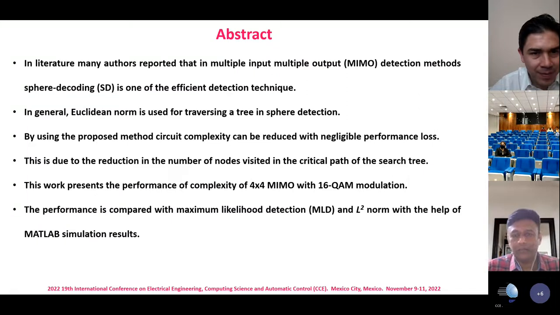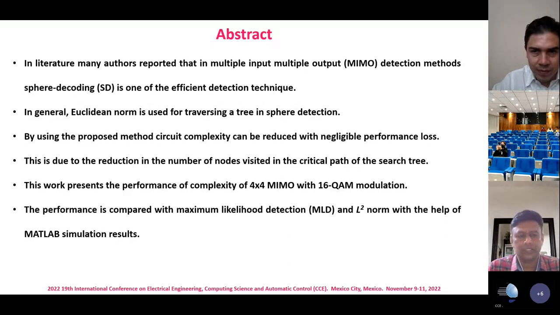Previously, many authors reported about MIMO detection methods, and the efficient detection technique is the spur detection method. Apart from that, the K-best technique is also there. Here we mainly focused on the spur detection method, which is one of the efficient detection techniques among MIMO detection methods.